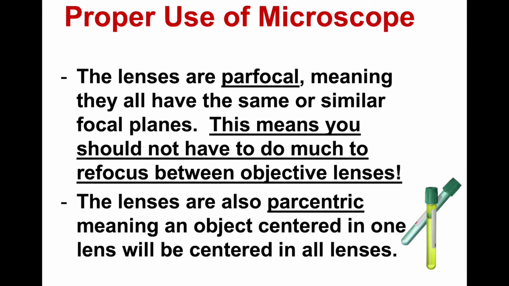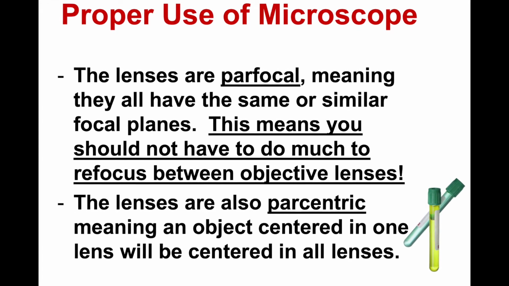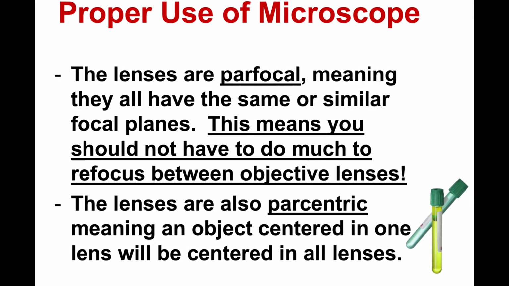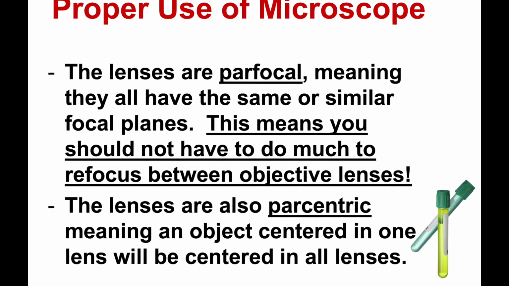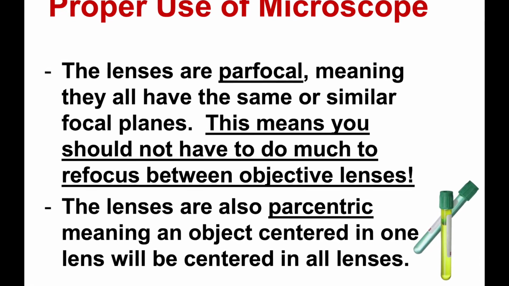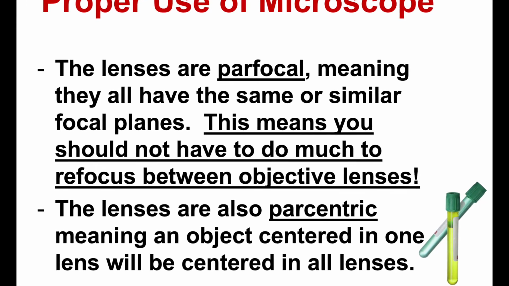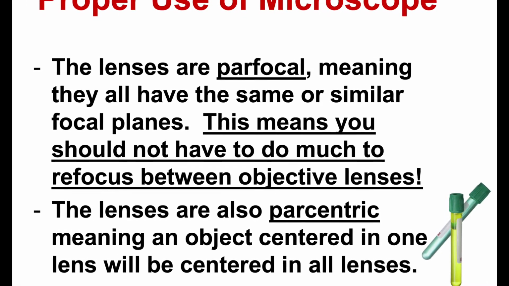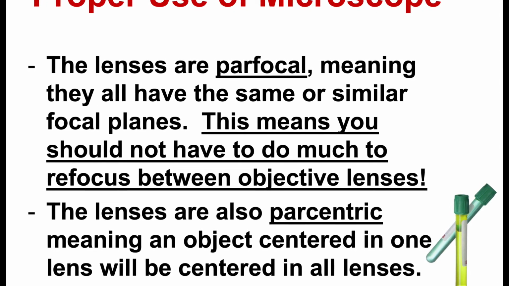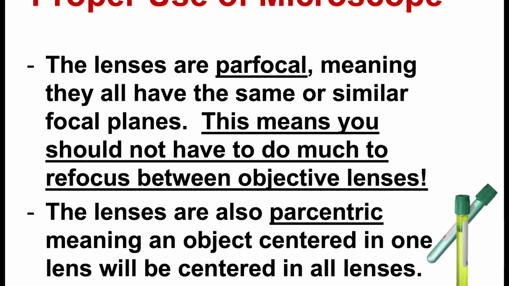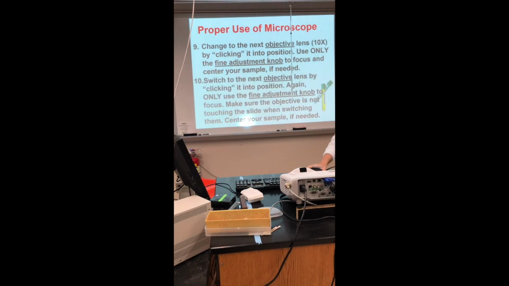We are going to talk about the parafocal and paracentric concept of our compound microscope. So the lenses are always parafocal, that means it's always in focus if you focus your sample. And paracentric, meaning an object centered in one lens should always be centered in all the lenses. When you change to 10 times, 40 times, they are all parafocal and paracentric. Please know the concept. They may be in our quiz.